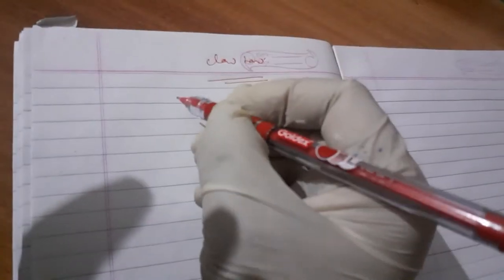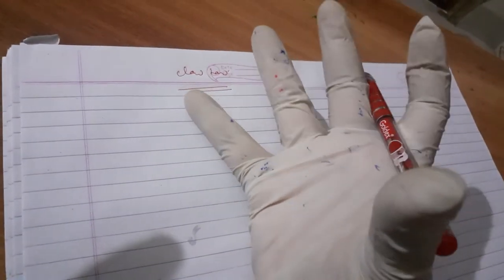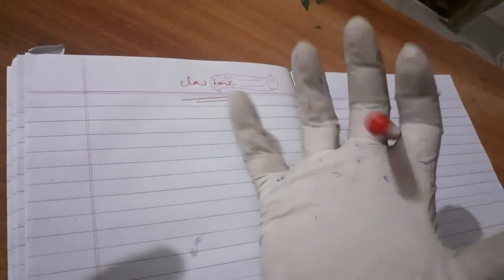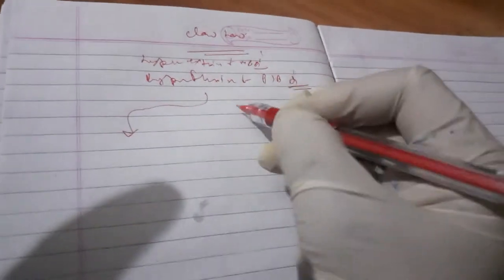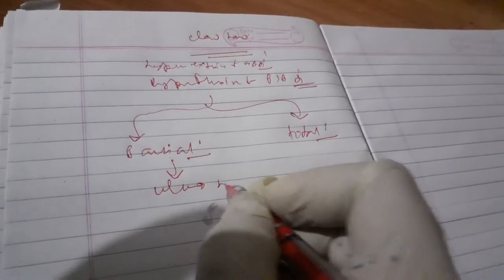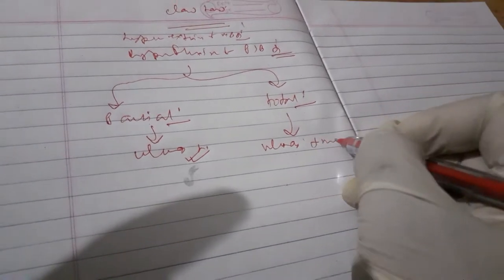When we ask the patient to make a fist, he can make a fist, but while opening the fist, he will make a claw of a bear, in which there is hyperextension of the MP joint and hyperflexion of the PIP joint. This claw hand is of two types, partial and total. Partial occurs due to ulnar nerve palsy, involvement of the ulnar nerve, and in total, it is the ulnar plus median.